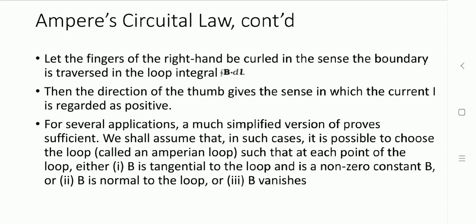For several applications we use the simplified version. In that case, we take three cases. First case, B is tangential to the loop and non-zero with constant B. Second case, B is normal to the loop. Third case, B is not present, it has vanished. So one is the tangential component, second is the normal component, third is B not present.